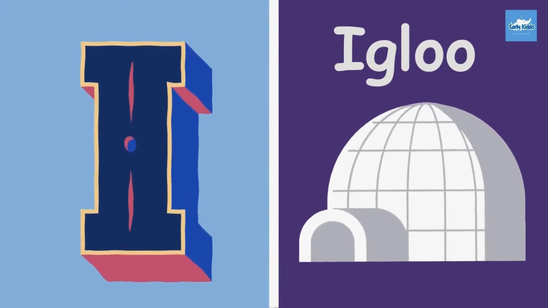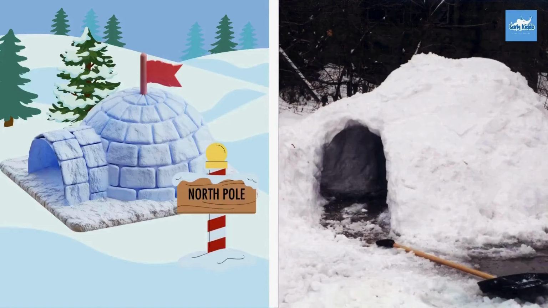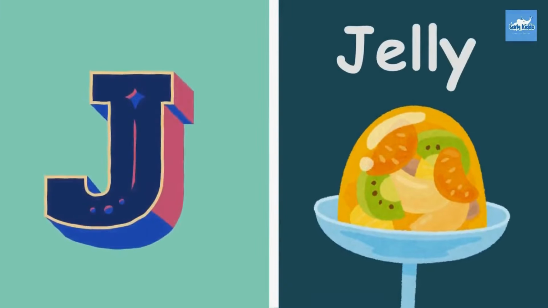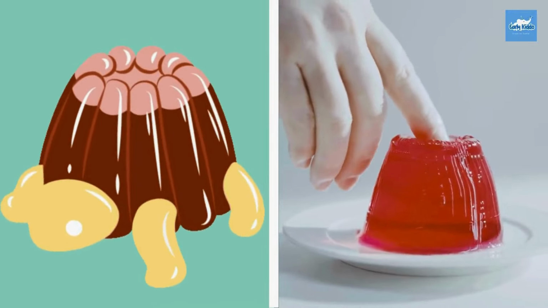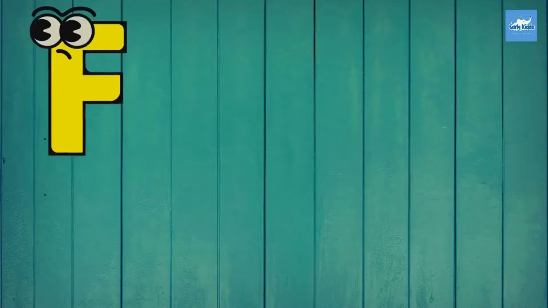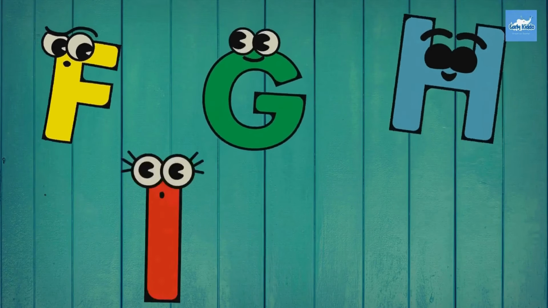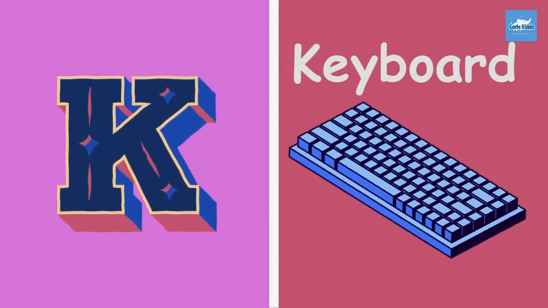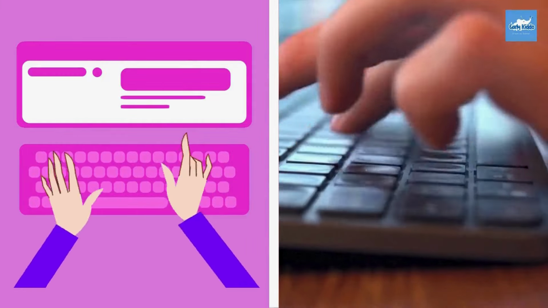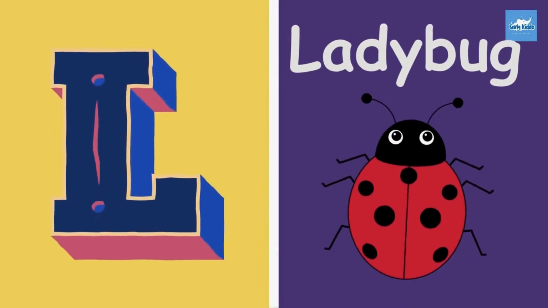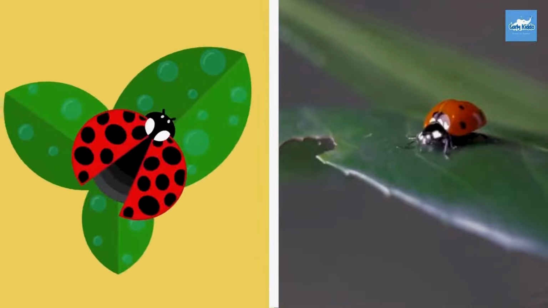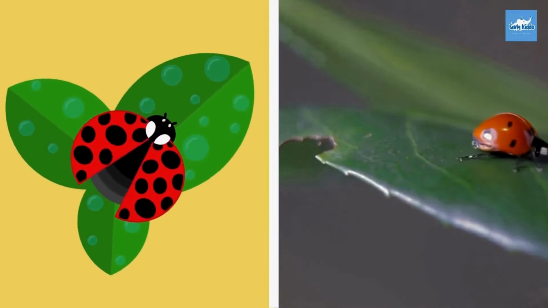I is for igloo. I, i, igloo. J is for jelly. J, j, jelly. K is for keyboard. K, k, keyboard. L is for ladybug. L, l, ladybug.